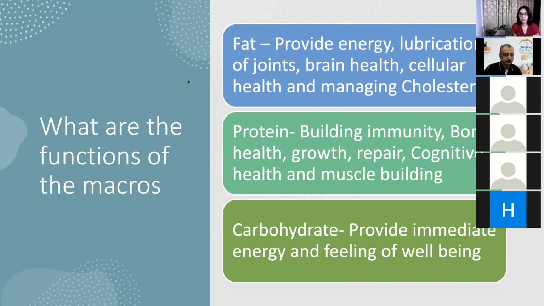When a child is growing up, the requirement of protein is very high. It's almost 1.5 grams per kg of body weight, which means a growing child whose weight is, say, for example, 20 kgs, needs 30 grams of protein a day. A healthy adult would need 1 gram per kg of body weight.